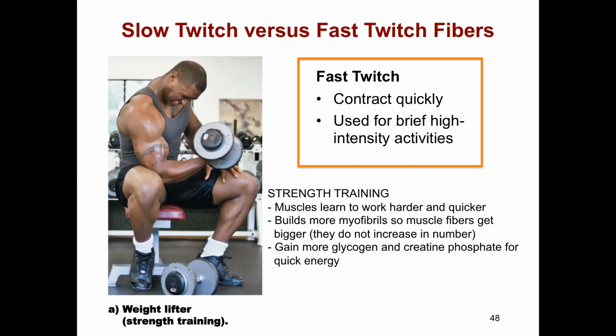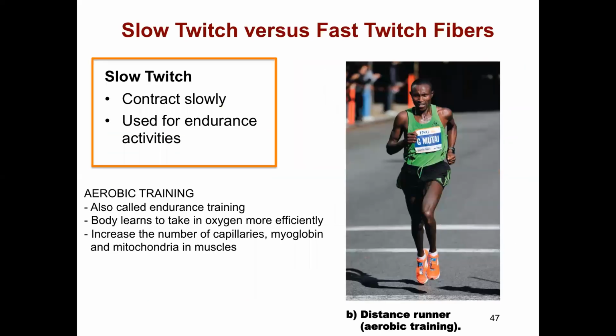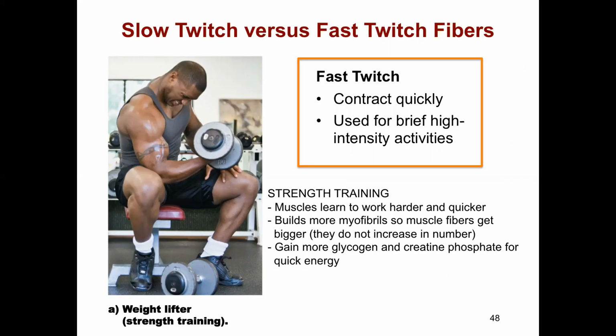You're going to build more myofibrils in your muscle fibers. You don't actually increase the number of muscle fibers. You're going to make those myofibers bigger because you're going to make more myofibrils. And you're also going to gain more glycogen and more creatine phosphate for quick energy, all right? So quick boosts of energy. So that's the difference between the slow twitch and the fast twitch.